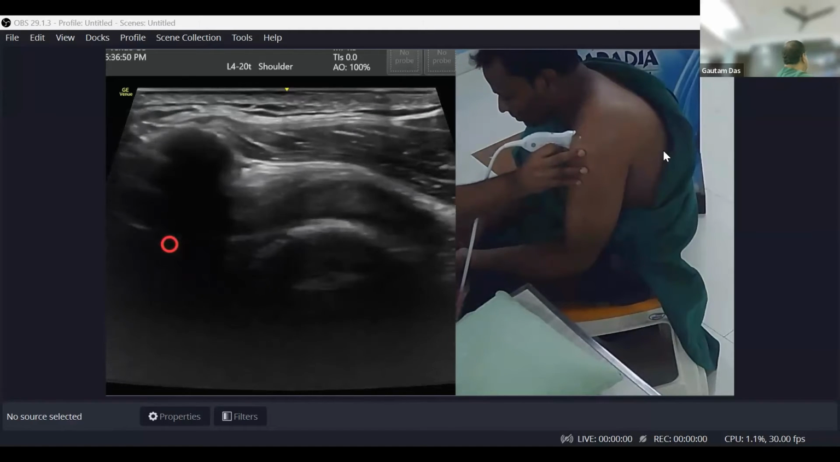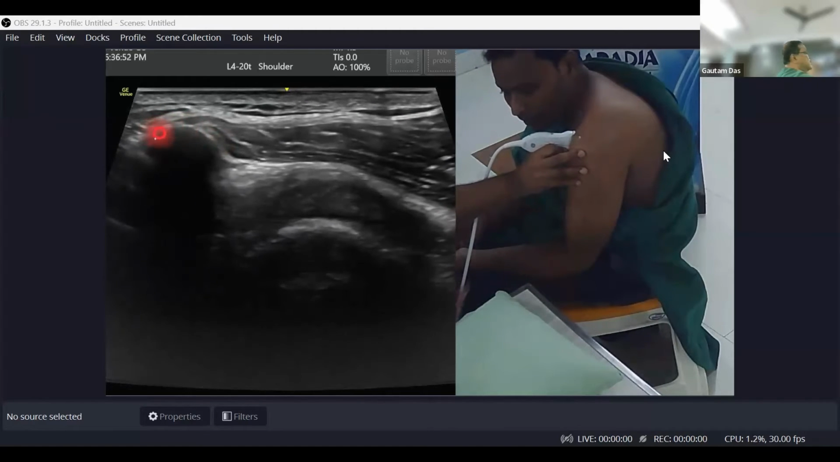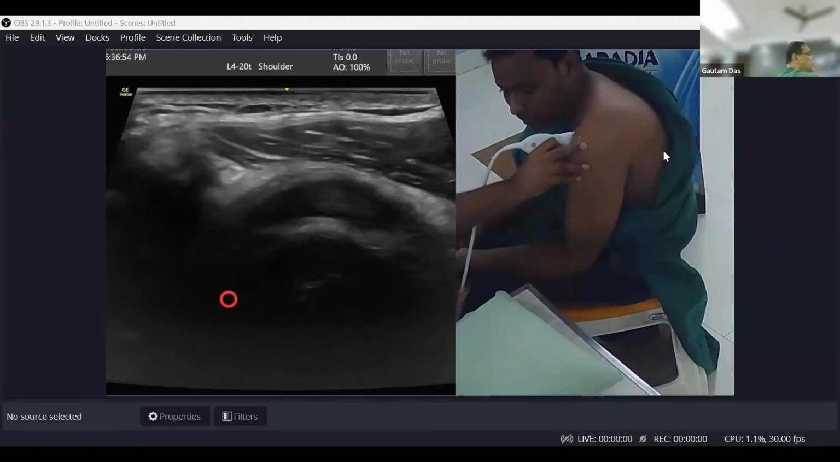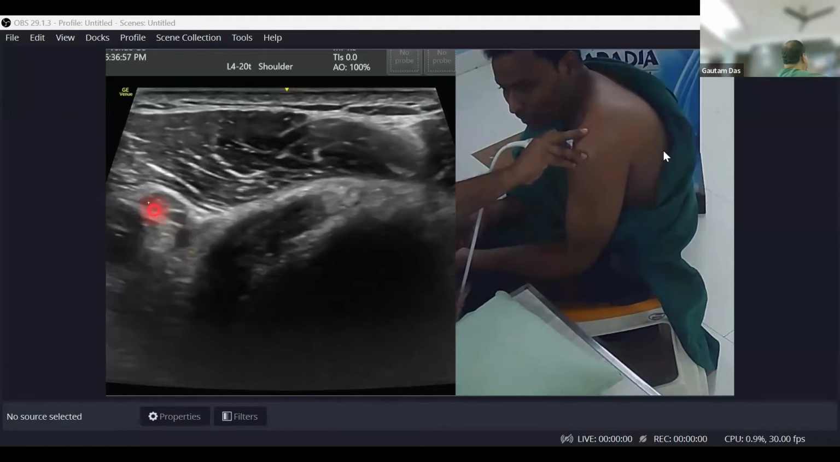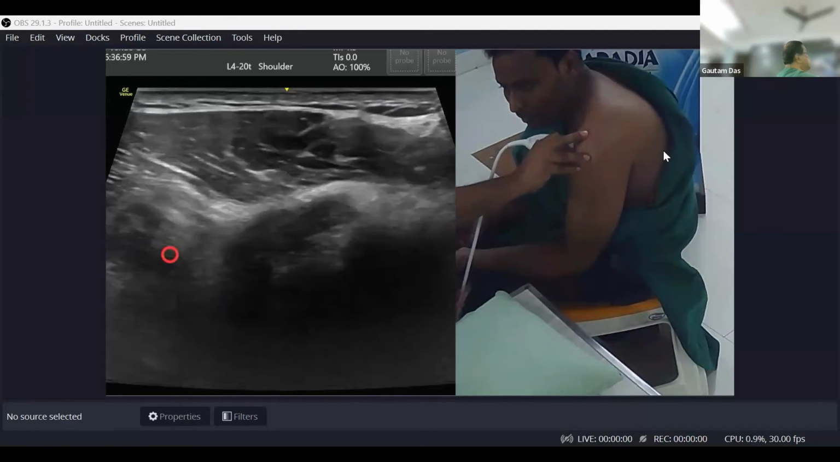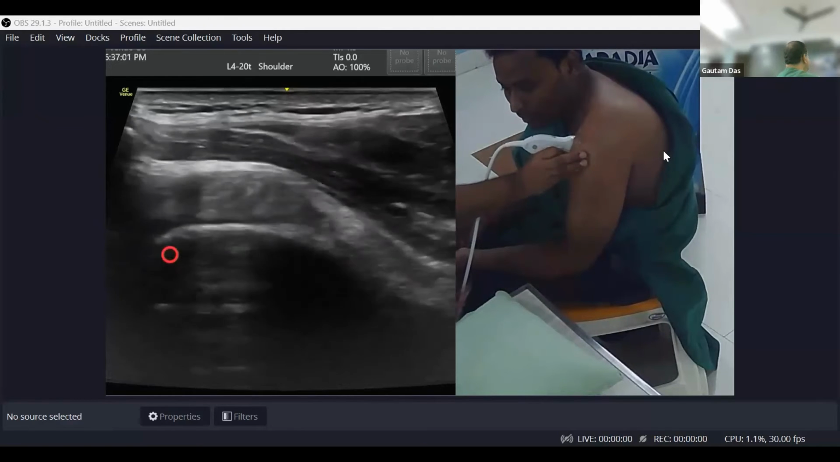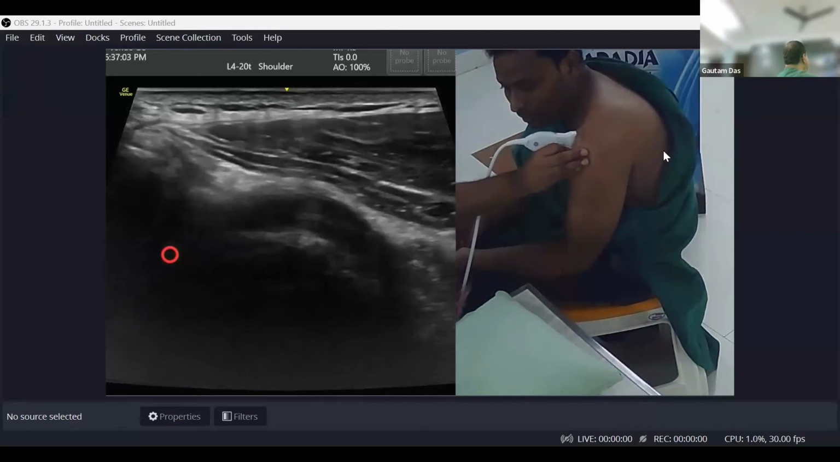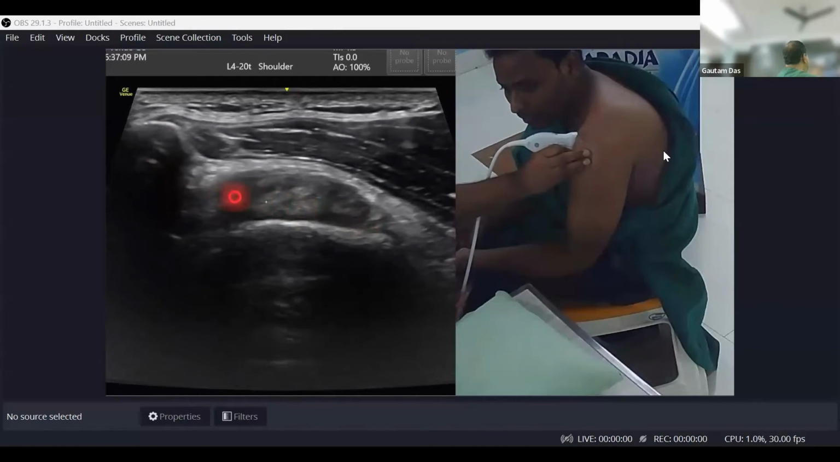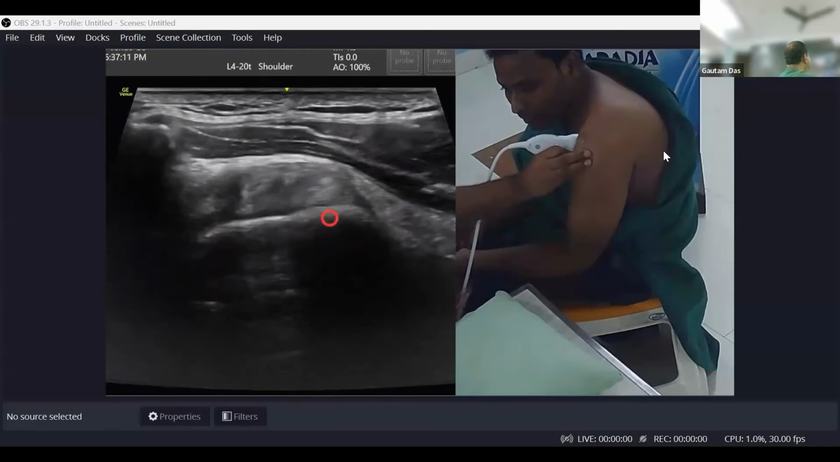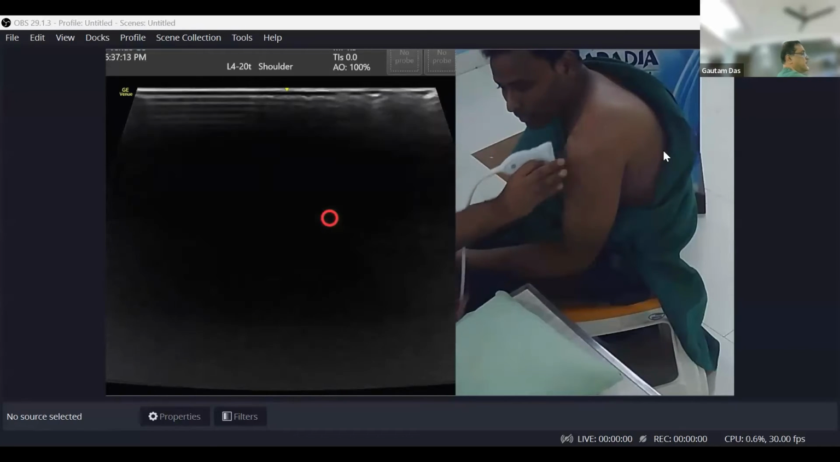This bone is your coracoid. This is your clavicle. So when you are having the long axis, then this is your coracoid. But in this axis, the short axis of the subscapularis muscle, this is your clavicle, and below that is the multipinnate appearance of the subscapularis muscle. So that was the biceps and the subscapularis.